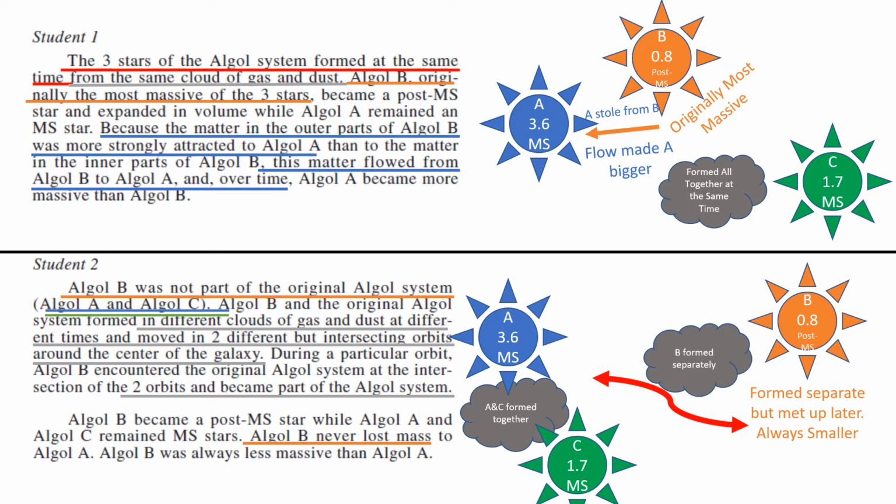The difference is, student 1: they all formed together around the same dust, and B lost mass to A. Student 2: A and B formed separately, but they collided, and then one star never lost mass to another star.